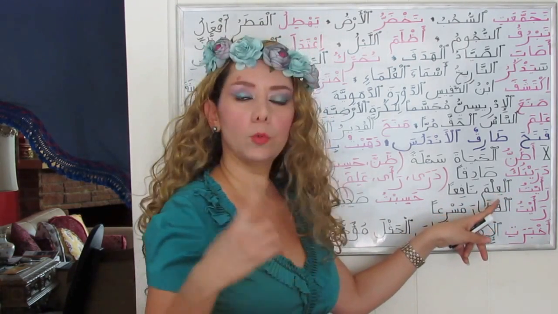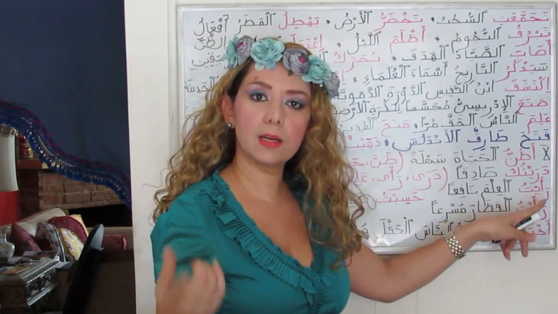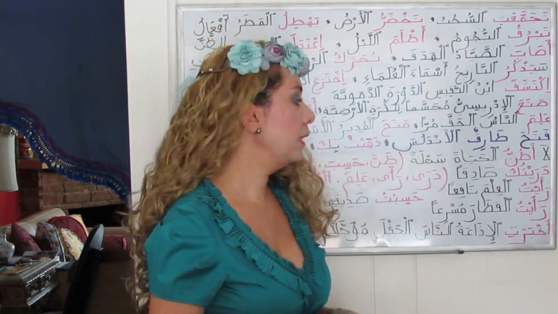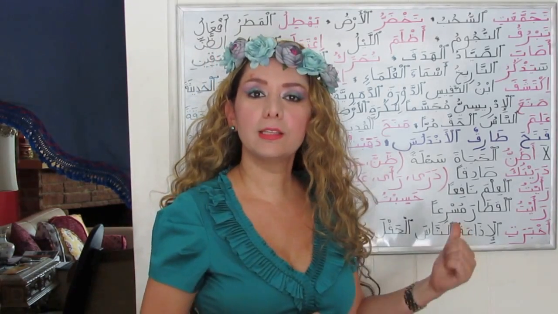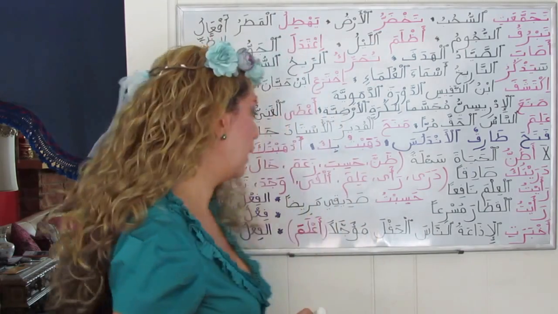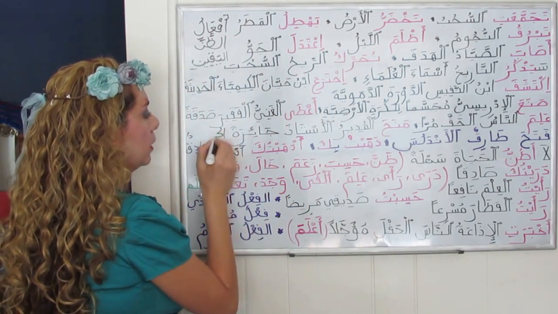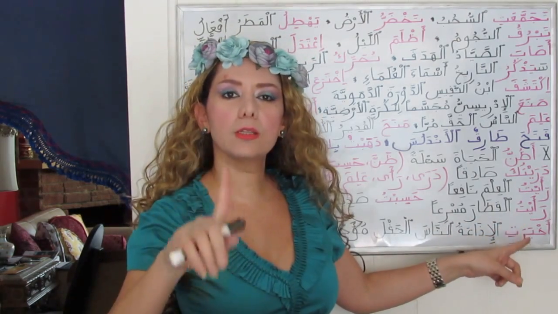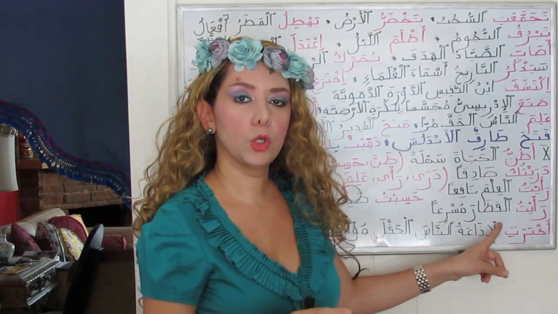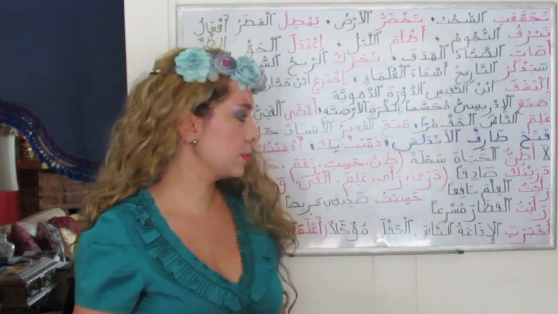In this case, ra'a is ditransitive. But if I say, رأيت القطار مسرعا, I saw the train speeding. مسرعا is not an object. This is an adverb of manner, الحال. Here, this ra'a is able to take just one object because we used our eyes to see the train. You can see the train, but you cannot see the science.